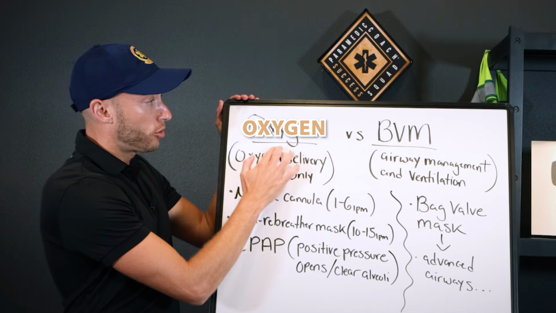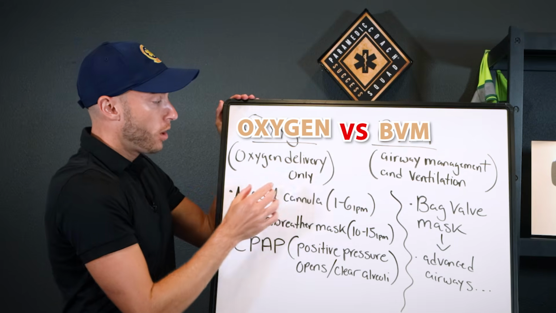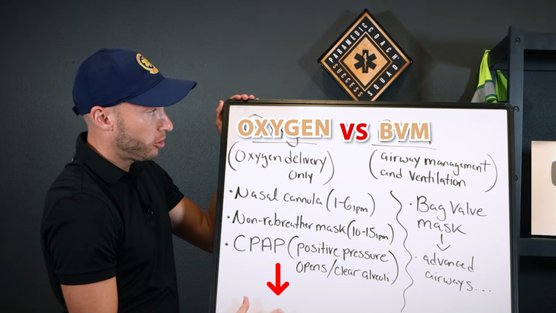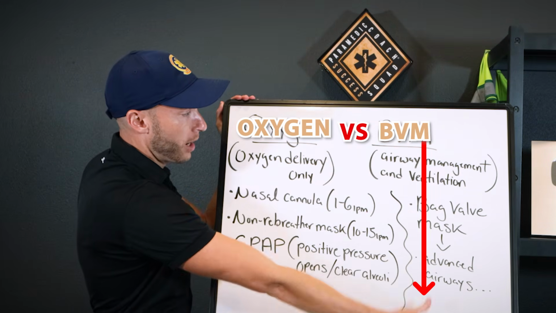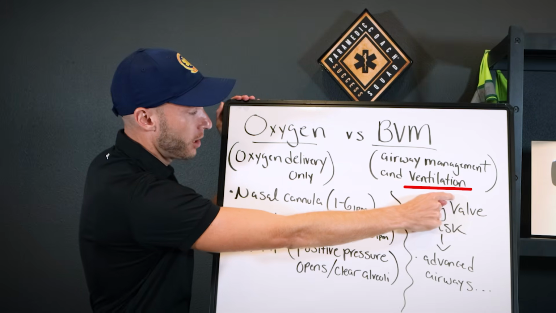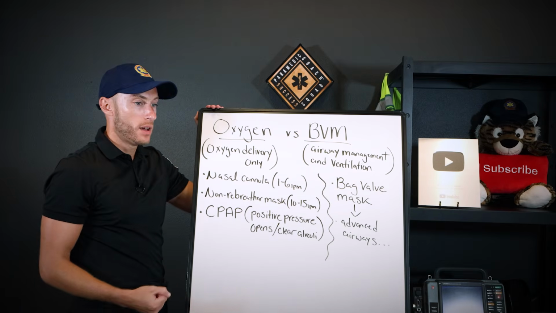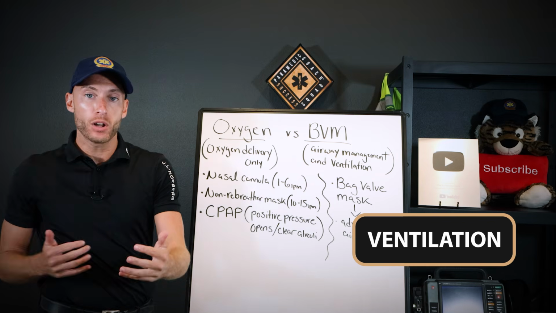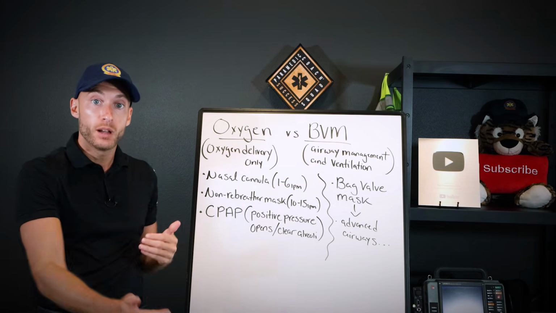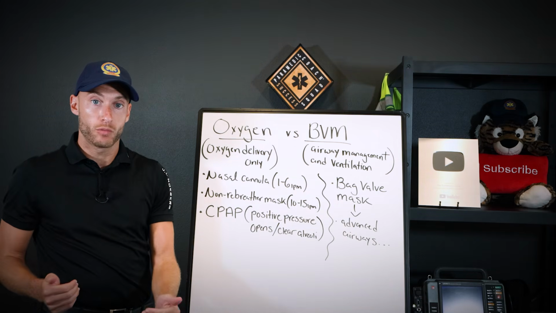First, we have to understand oxygen versus BVM. So when do we just deliver oxygen to the patient? And then when do we actually start managing their airway and ventilating the patient? So if I say oxygenation, I'm giving you oxygen. If I say ventilation, that I'm going to manually move air in and out, right?